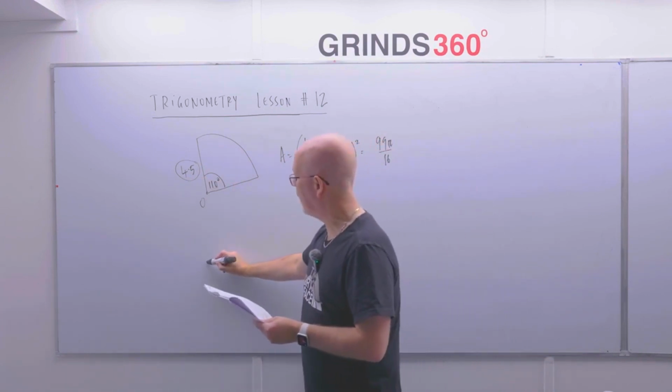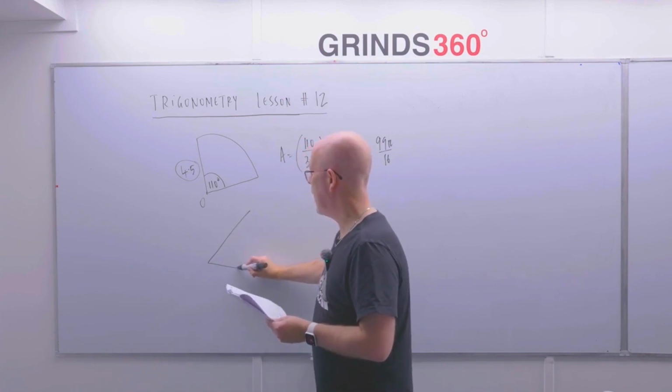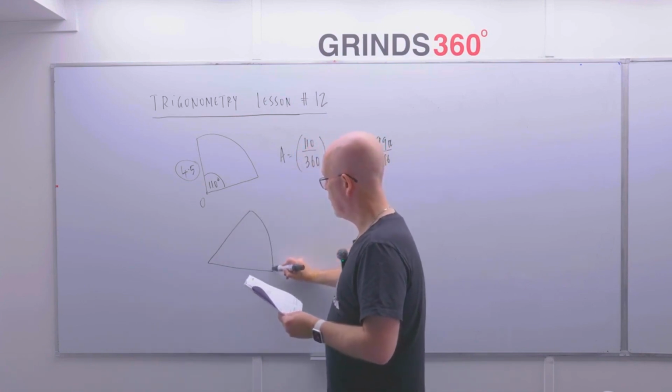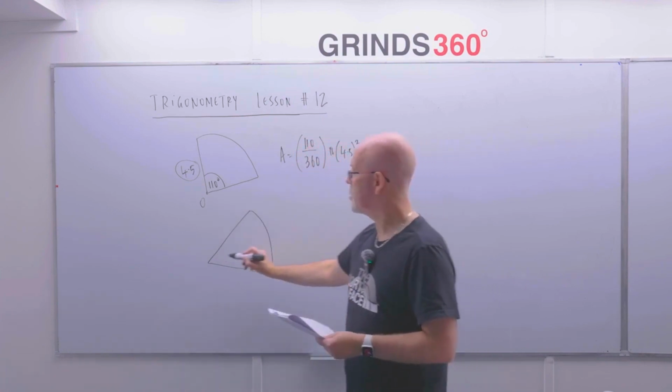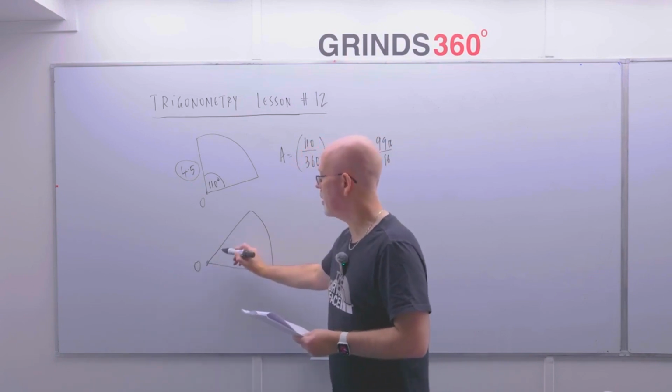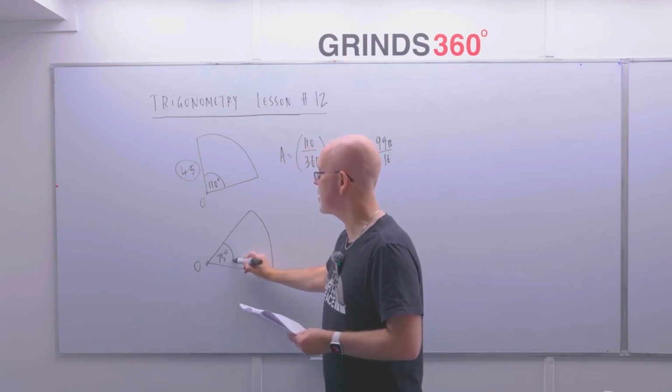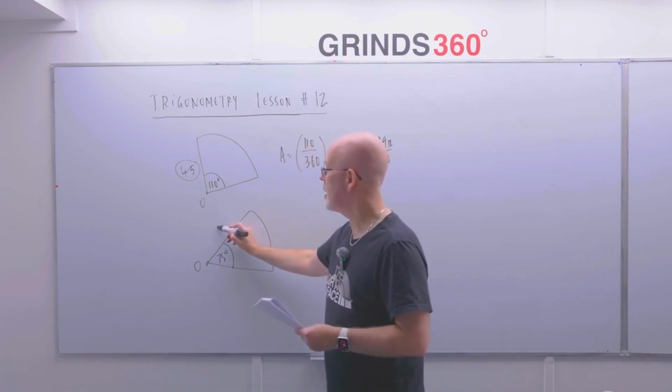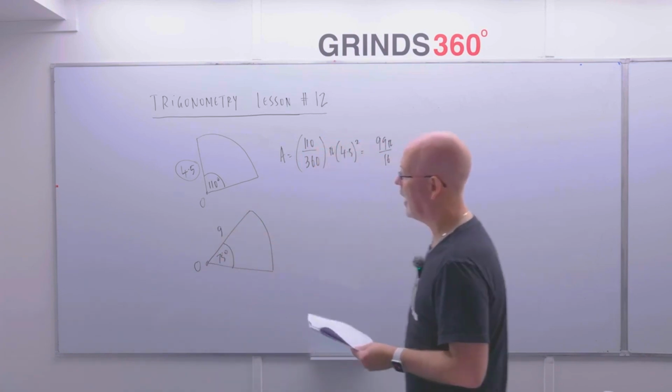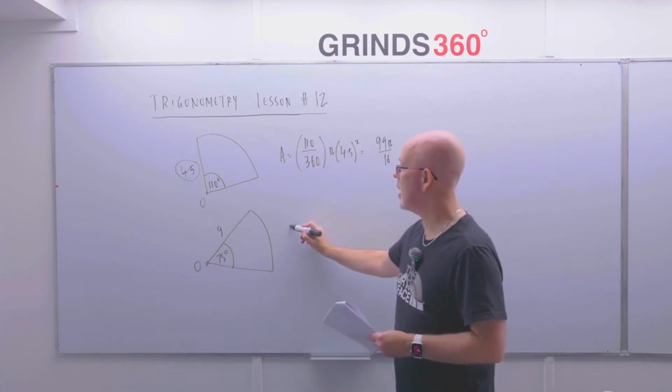It's the same with the second one there. Okay, again, you've got that sector like that. So there's the center O. All right, so the angle at the center is 75 degrees. And the radius is 9 because it goes to the center of the edge. That's 9 there. So the same formula because the angle's in degrees again.